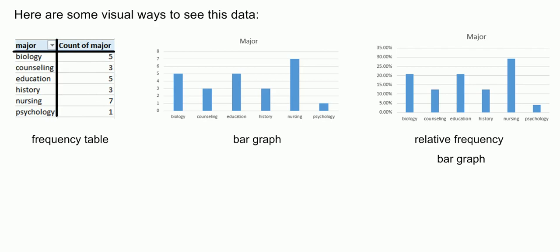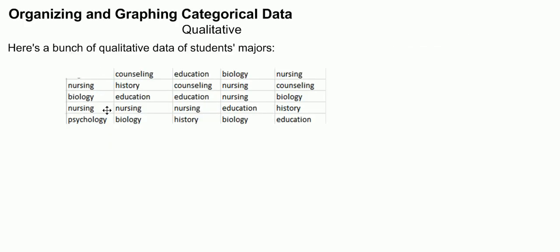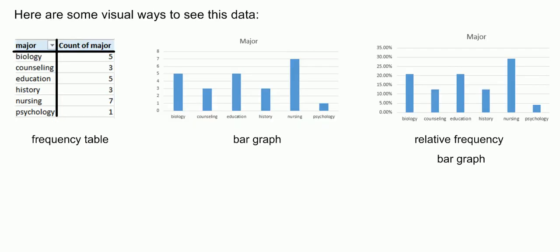Biology has 5. So let's look back here. 1, 2, 3, 4, 5, right? That's where the 5 came from. So you're counting up how many you saw of each major, putting them in a table. Okay, and now you have a better sense. Now it's pretty clear to see that nursing major is the most common, psychology is the least common, and so on, right? But it's still not quite the same as a picture.